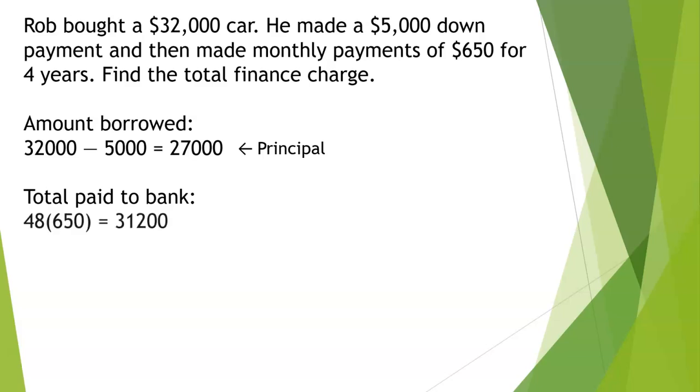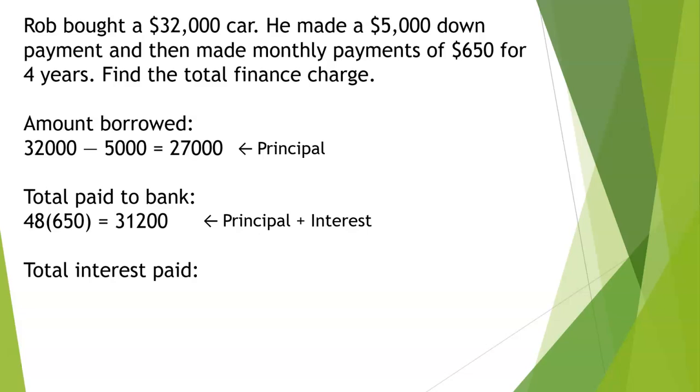4 years is 48 months, and he paid $650 a month, so 48 times 650 is $31,200. That's more than the principal that he borrowed because it's the principal plus the interest that he's paying back to the bank. Now let's find the interest that he paid.